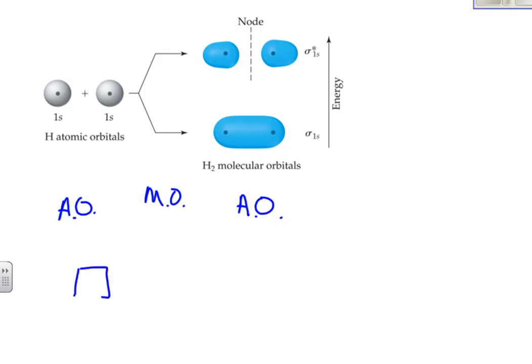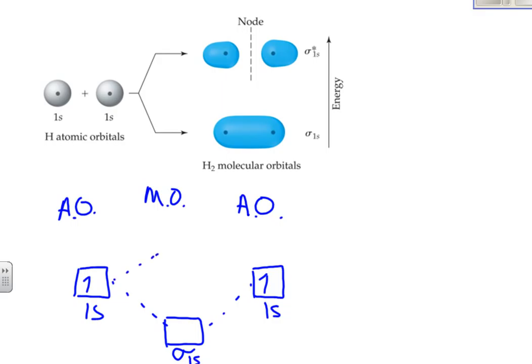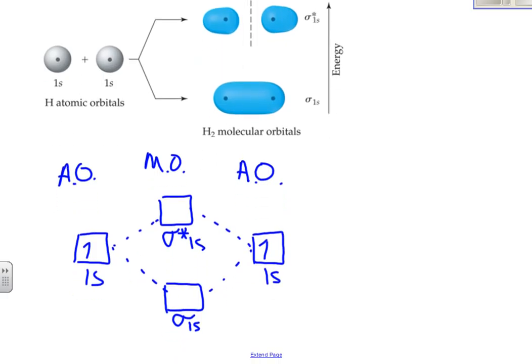So here would be the 1s orbital on one hydrogen, the 1s orbital on the other hydrogen, and we would have a bonding sigma 1s, and we would have an anti-bonding sigma star 1s. So these both came from 1s orbitals on the two hydrogens. And then we would just fill in the electrons like we would with the Aufbau principle, lowest energy level first.